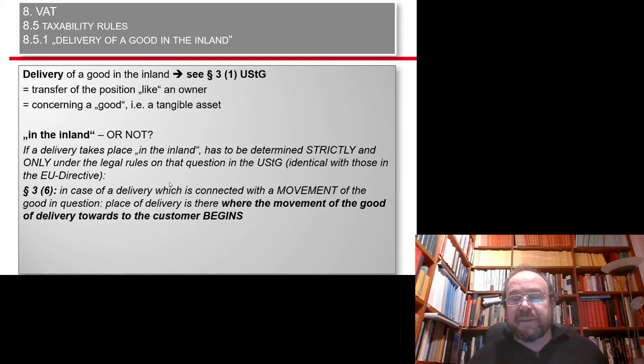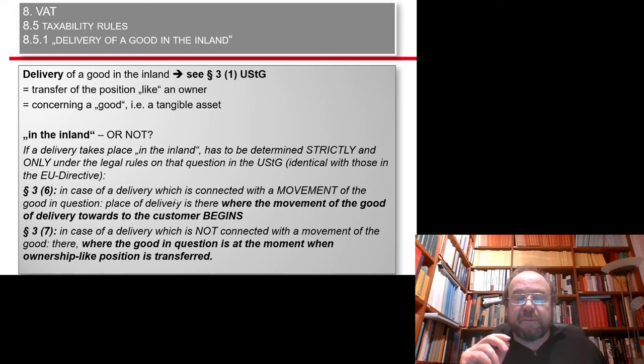The rules for the determination of the place of supply of a delivery, or place of delivery, can be found in paragraph 3, section 6 USDG in the German rules. So in case of a delivery which is connected with the movement of the good in question, so if somebody transports the good in connection with the delivery, if the good is brought from the supplier to where the buyer needs it, then the place of delivery is always to be assumed where the movement of that good towards the customer begins, not where it ends.